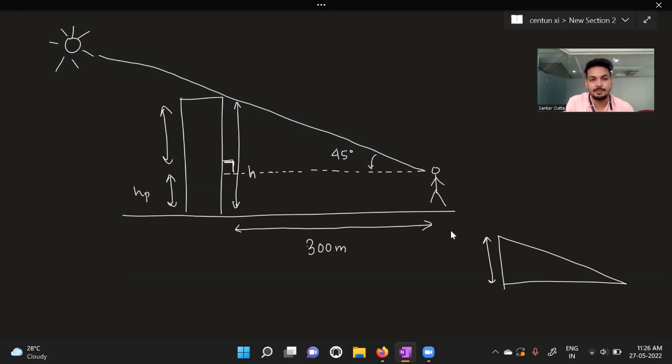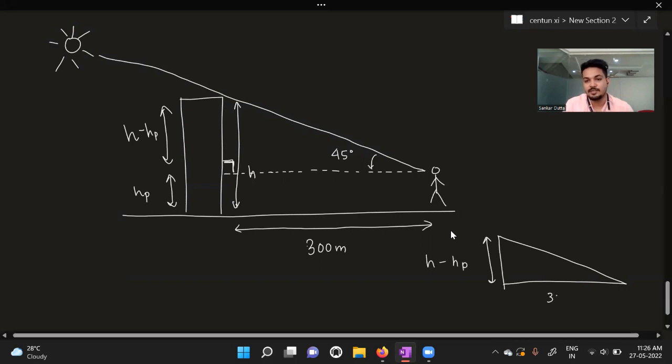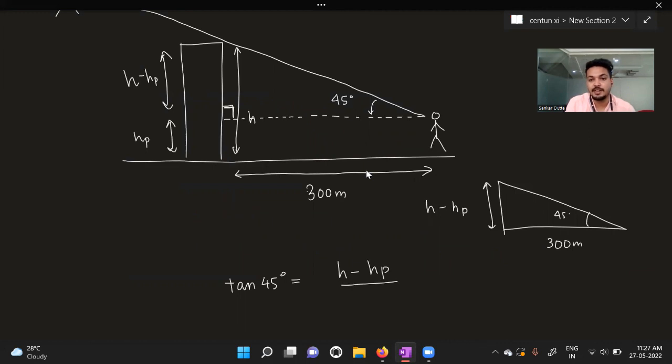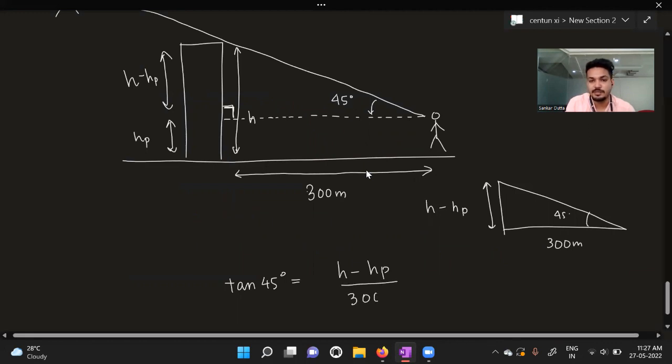So I'll call this HP, and this is the height of the building minus HP. So H minus HP is the side of this triangle, and this is 300 meters. And this angle is nothing but 45 degrees. Now I know the trigonometric ratio tan of 45 would represent the opposite side, which is H minus HP, divided by the adjacent side, 300 meters.